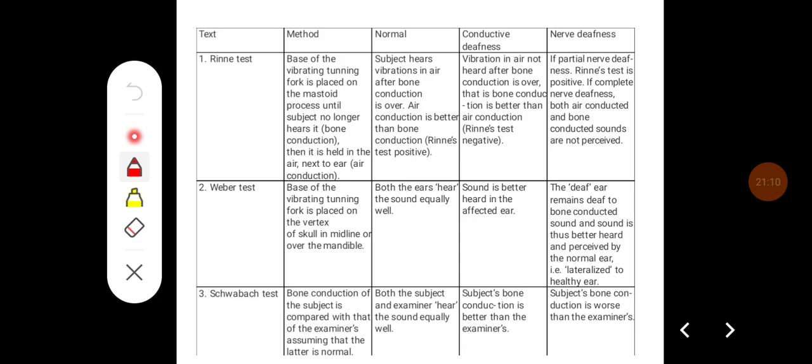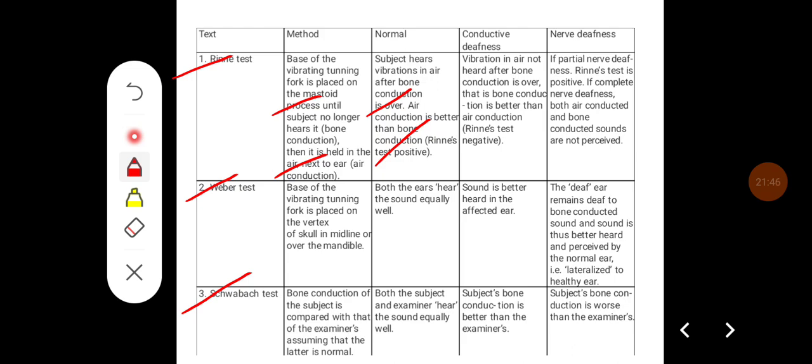These are some of the common tuning fork tests which are done: Rinne's test, Weber's test, and Schwabach's test. In Rinne's test, the base of the vibrating tuning fork is placed on the mastoid process until the subject no longer hears it. That is bone conduction. Then it is held in the air next to the ear, which is going to test the air conduction. Normally, the subject hears vibration in air after bone conduction is over. Air conduction is better than bone conduction. That is Rinne's test positive.